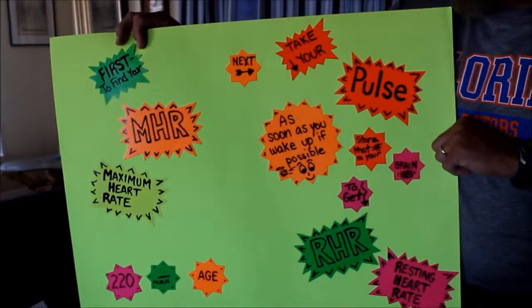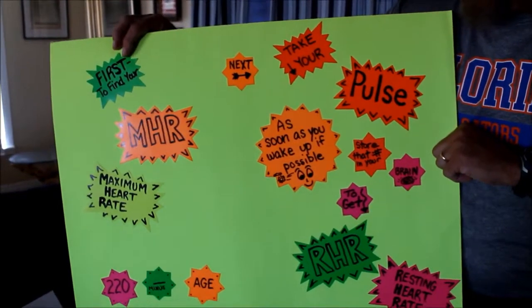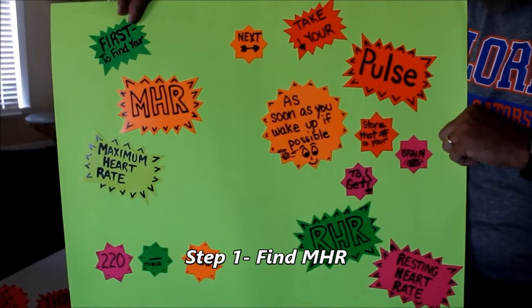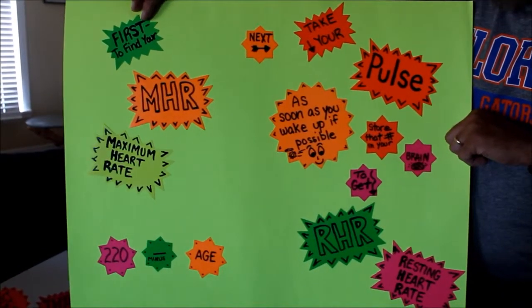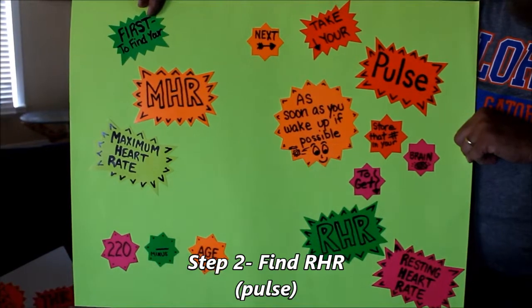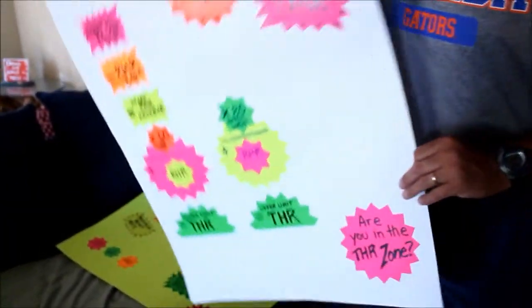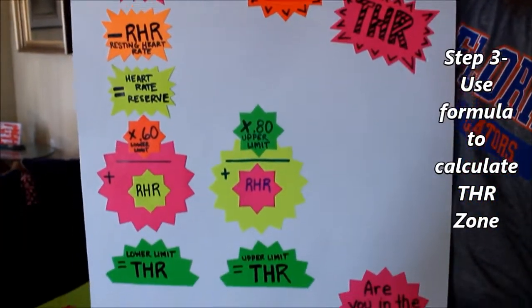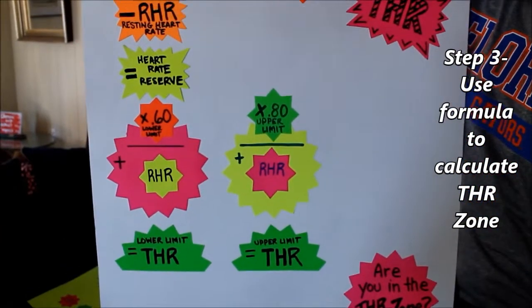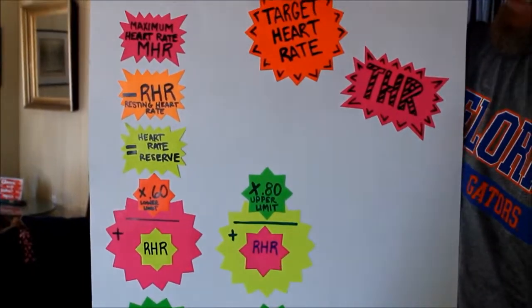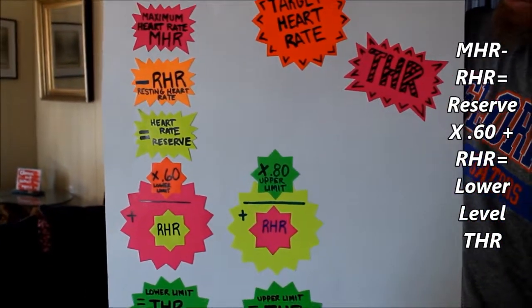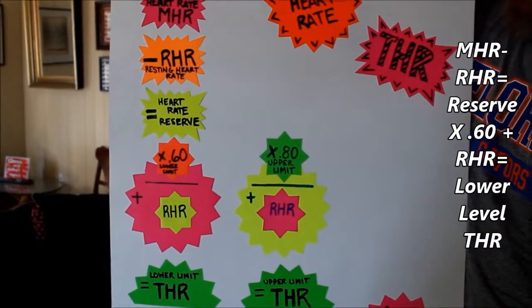Here's a quick review of how to find your target heart rate zone. As you can see, we have to first find our maximum heart rate. Next, we take our pulse to find our resting heart rate. Then we will go through our calculations in order to find our target heart rate zone. We will find the lower limit and the upper limit of our zones by taking our maximum heart rate, subtracting our resting heart rate, which gives us our heart rate reserve.